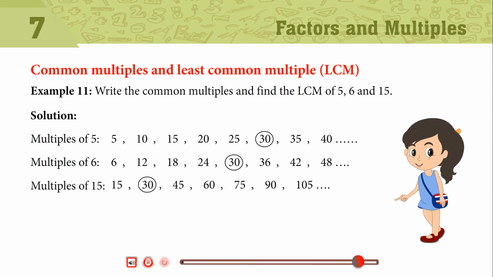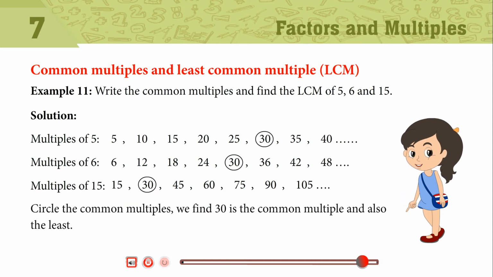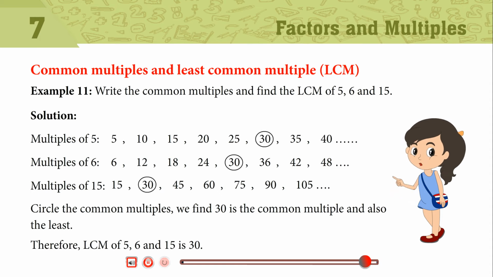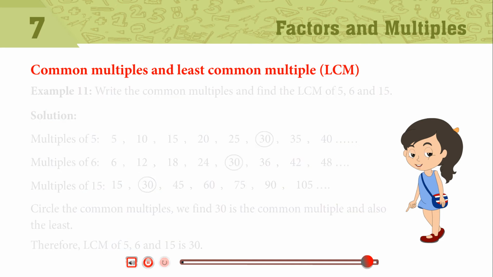Multiples of 15: 15, 30, 45, 60, 75, 90, 105. Circle the common multiples. We find 30 is the common multiple and also the least. Therefore, LCM of 5, 6 and 15 is 30.